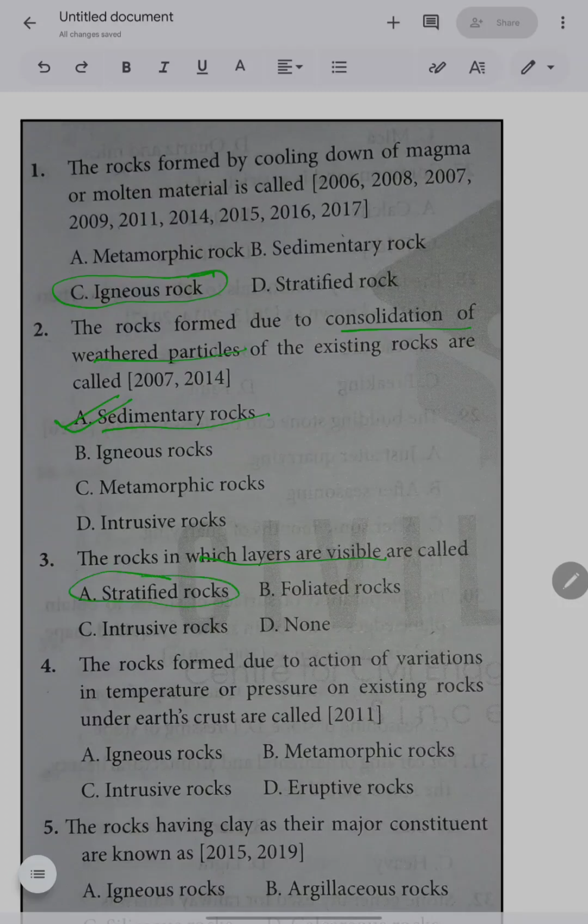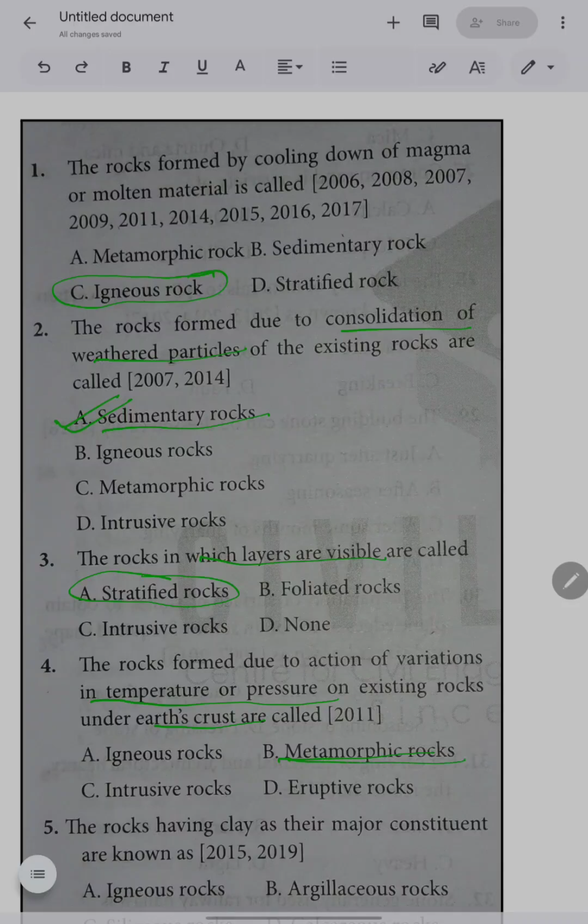Next question. The rocks formed due to the action of variations in temperatures or pressure on existing rocks under earth crust are called igneous rocks, metamorphic rocks, intrusive rocks or eruptive rocks. Here the answer is metamorphic rocks. Rocks formed due to the action of change in temperature or pressure on existing rocks under Earth's crust are called metamorphic rocks.